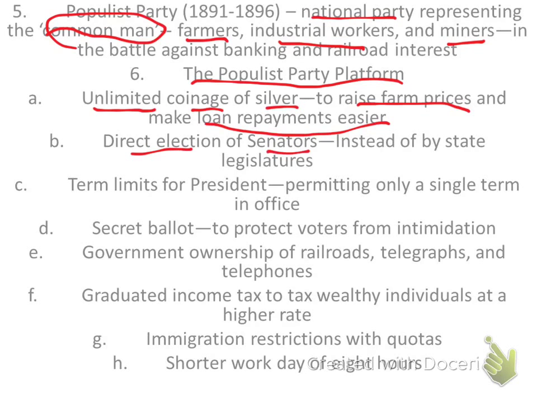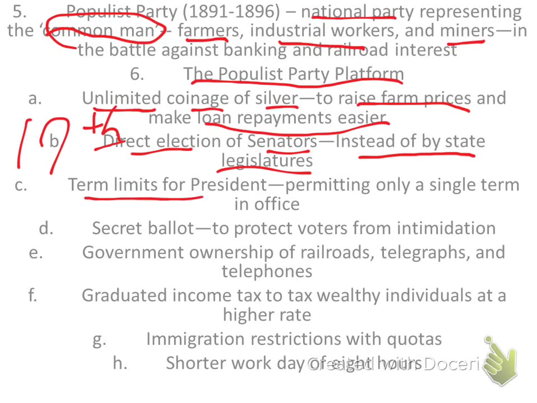B, direct election of senators. The Constitution calls for the Senate to be elected by the state legislatures. That changes with the 17th Amendment, giving you and I, the voters, more input on who creates the laws and helps govern our country.